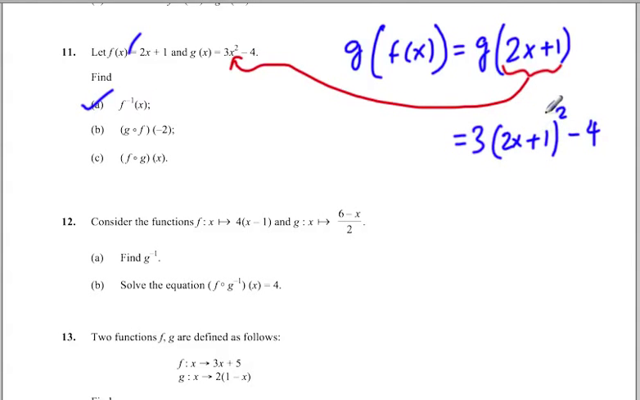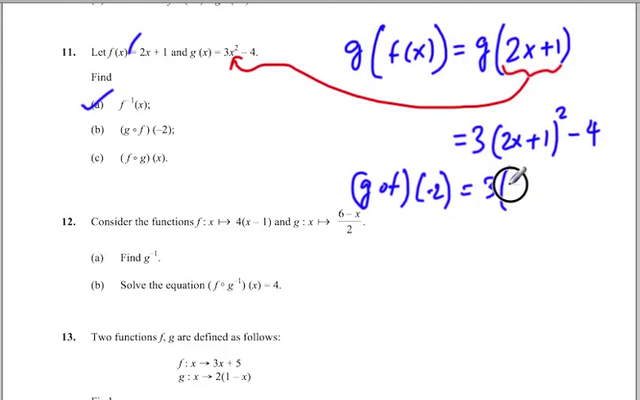I wouldn't expand this, I would just leave it like that. So now we found g of f of x, now we have to find g of f of negative 2. All you have to do is plug negative 2 into the x.